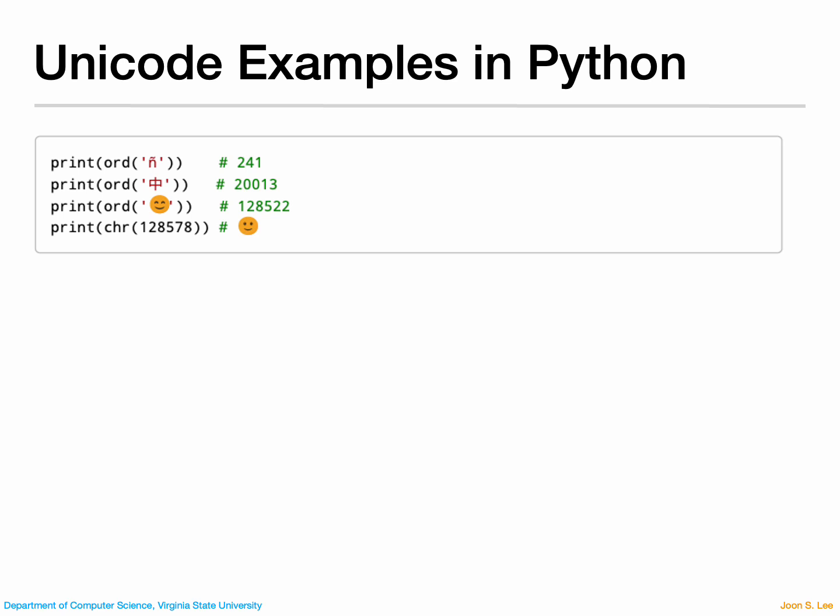This slide makes it clear that Python doesn't treat ASCII and Unicode differently. ASCII characters are just part of the larger Unicode table, whether it's English letters, accented characters, Chinese, or emojis. They all map to numeric code points and can be converted back and forth using ord and chr. This is what makes Unicode such a powerful standard. It allows us to represent text from any language and even symbols like emojis on the same platform.